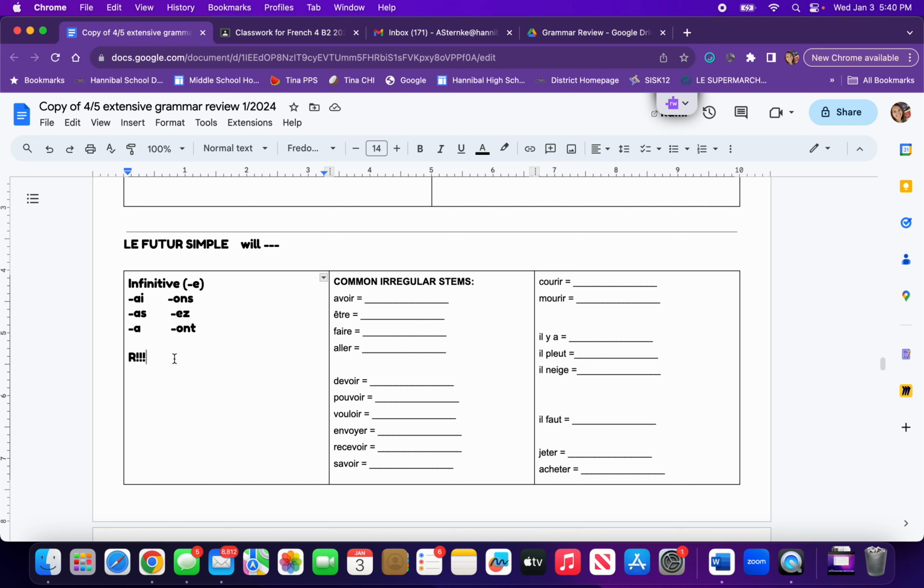So let's do, for example, just a regular verb. Let's take the verb chanter, for example. I think that's the one I used with futur proche. If I want to say I will sing, in English you're doing will with the word sing. In French, you're putting it all together in one word.